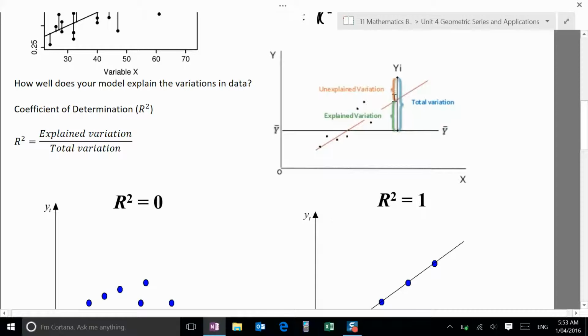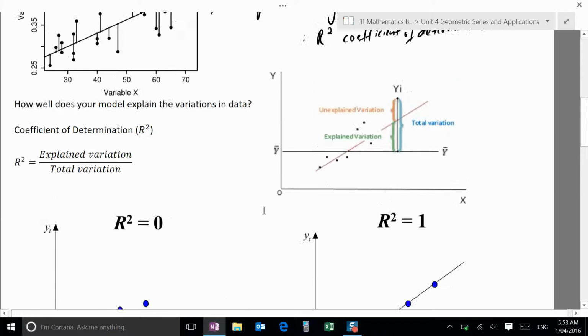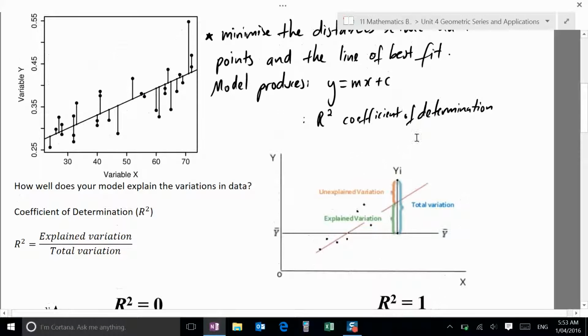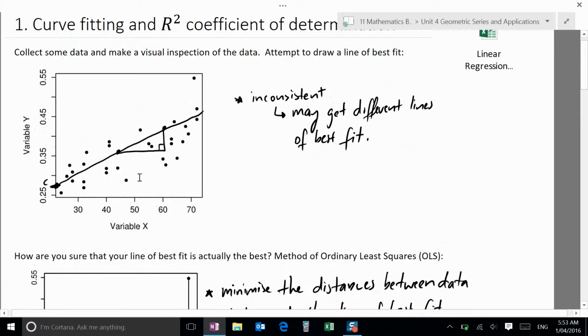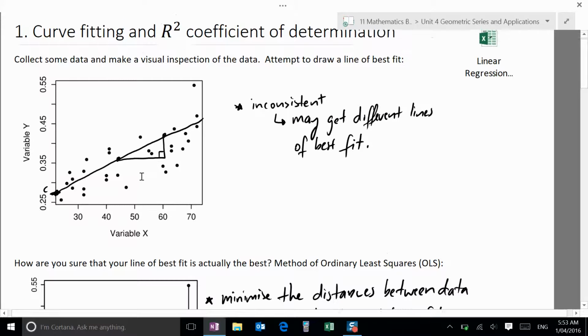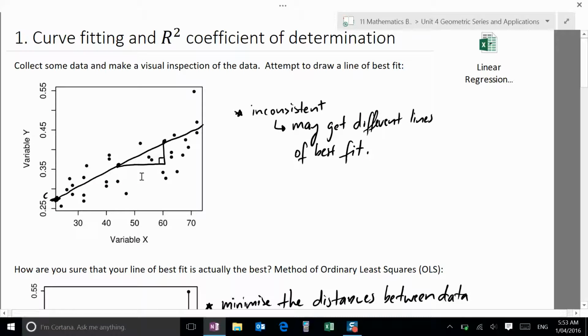So let's have a look at doing a few models. When we put the line of best fit, it's also called doing a regression, aka regression.